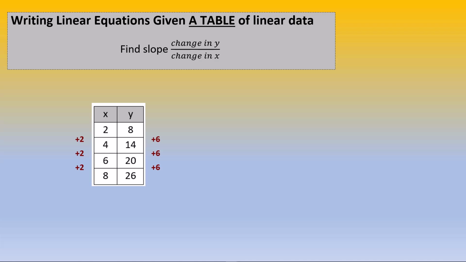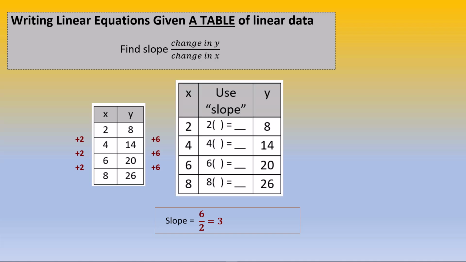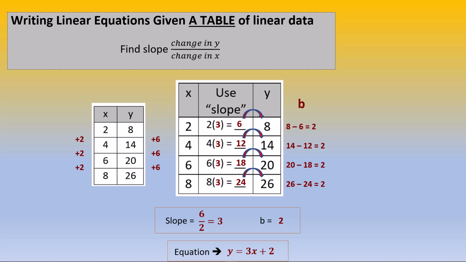We see the changes in x and y are 2 and 6, which means the slope is 6 over 2, or 3. We then multiply each x value by the slope, and then subtract that value from y to get the b value, 2 each time. Now we have the equation y equals 3x plus 2.